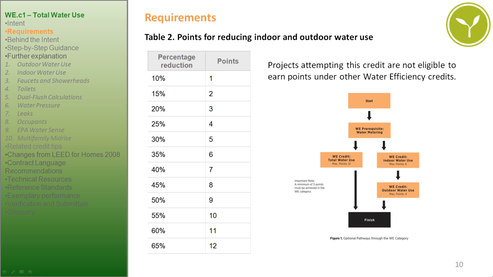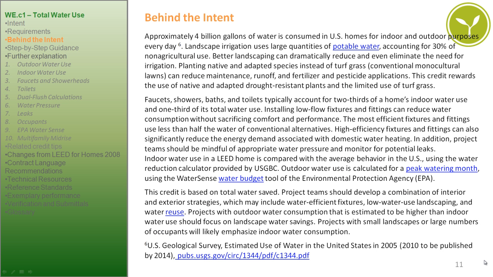See this figure. Behind the intent, approximately 4 billion gallons of water is consumed in U.S. homes for indoor and outdoor water purposes every day. Landscape irrigation uses large quantities of potable water, accounting for 30% of non-agricultural use. Better landscaping can dramatically reduce and even eliminate the need for irrigation. Planting native and adapted species instead of turf grass, conventional monocultural lawns, can reduce maintenance, runoff, and fertilizer and pesticide applications. This credit rewards the use of native and adapted drought-resistant plants and the limited use of turf grass.